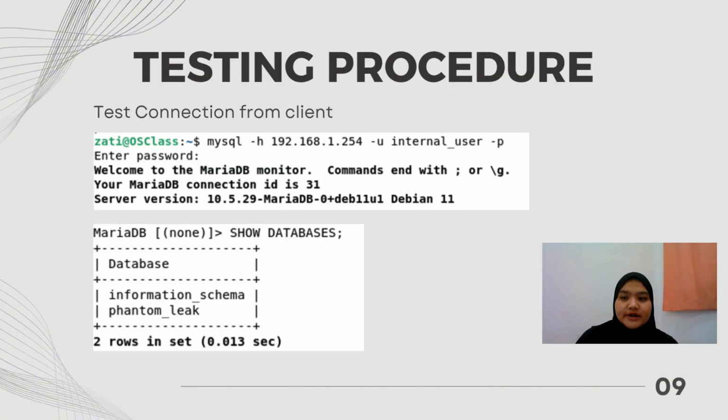Now, we move on to the testing procedure to test the connection from a client machine. We use the command mysql -h 192.168.1.254 -u internal_user -p to remotely connect to our server. Once successfully logged in, running show databases confirms that we can successfully access the phantom_lake database from the client side.